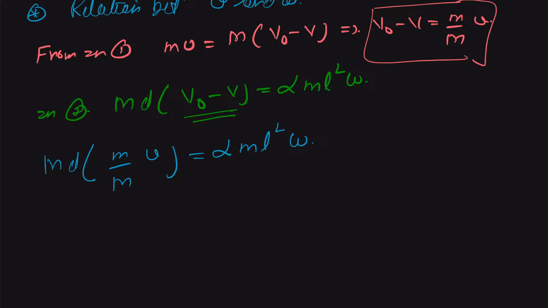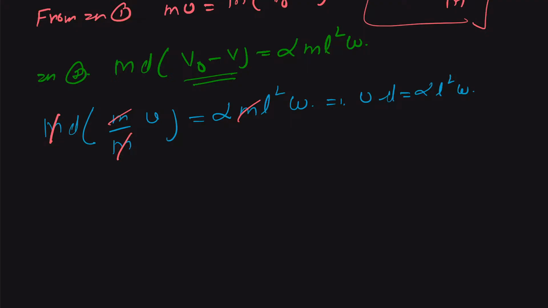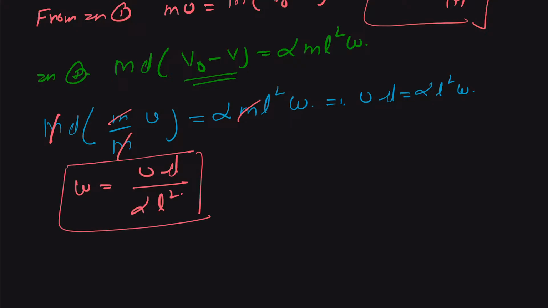And this capital M cancels out from here, small m goes with small m, therefore we get that v times d is equal to alpha L square times omega. Okay, and from here we can write that omega is equal to v multiplied by d upon alpha L square. So this is our relationship between our v as well as our omega.